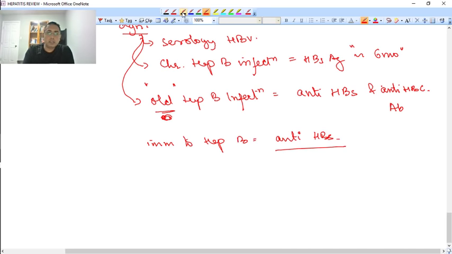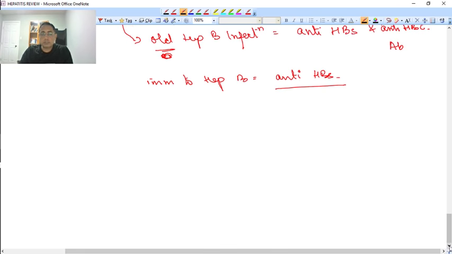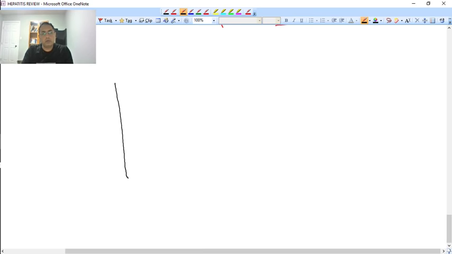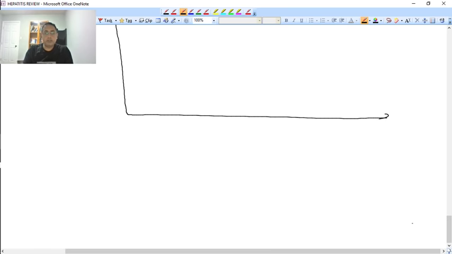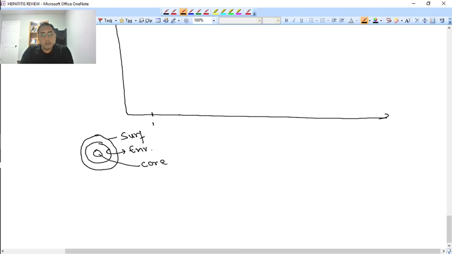Many times students ask about the serology for hepatitis. It's pretty easy to understand, no rocket science in this. There is something known as surface antigen, then you have envelope antigen, and then you have the core antigen. If I put this as week number 1, 2, 3, 4, 5, 6, 7 and 8, it's a 2 month procedure that I'm showing you.